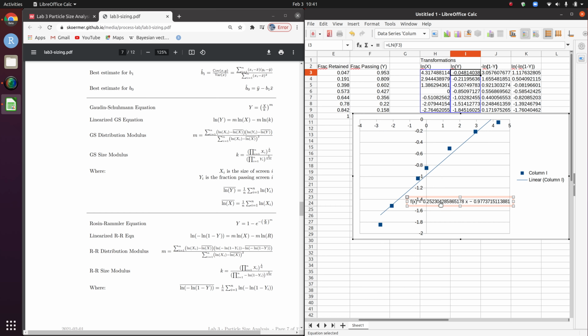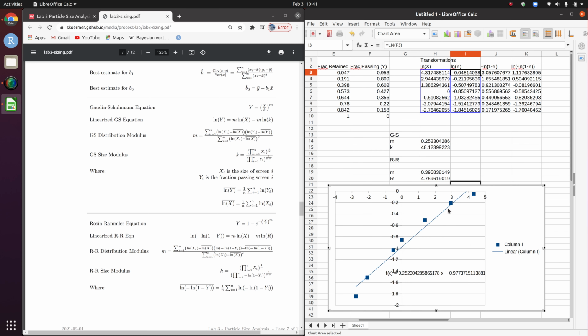So here's our m. Right, we have a linear equation. This is our m. And this intercept here, this negative 0.977, that's equal to negative m ln of k. So you could take that 0.977 value, set it equal to m ln of k, solve for k, and that should give you the same value.